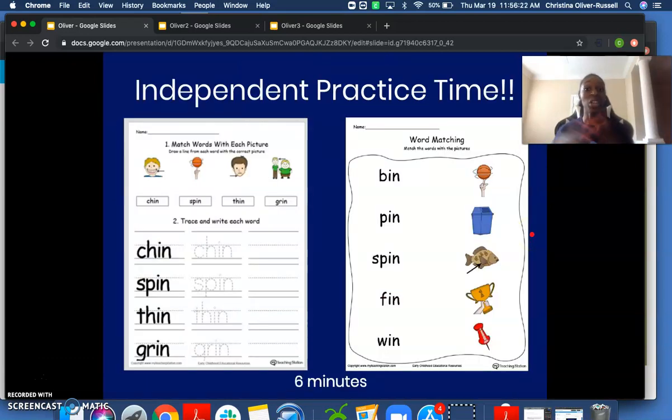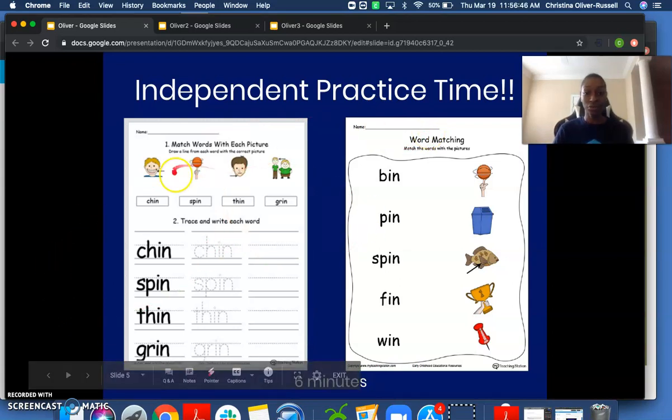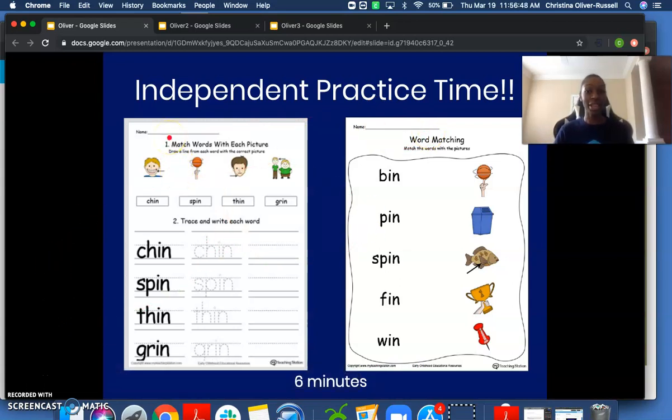Now it's time for us to move on to our independent practice time. That means we're going to start working on our worksheets. But before we do, Miss Oliver is going to go over the directions. The first thing we always do before we start our worksheets is put our name at the top. Our first and last name goes on the top of the front half, and our first and last name goes on the top of the back half. So once you put your first and last name, you can start on your worksheet.